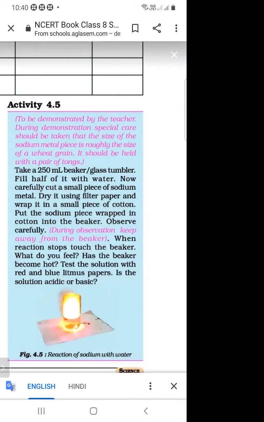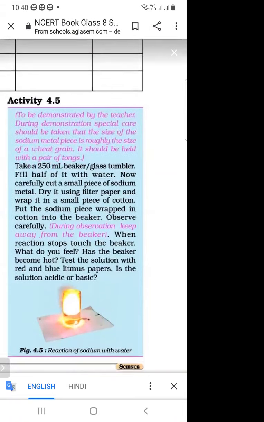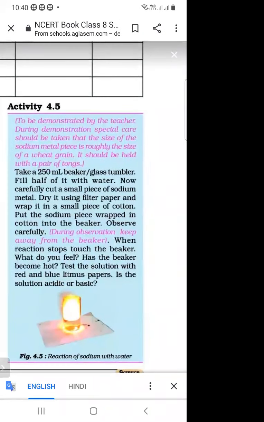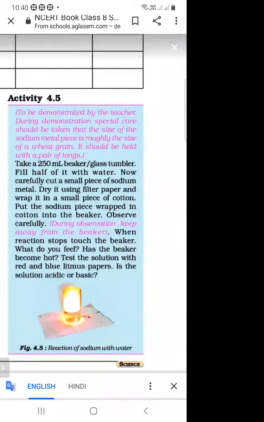How will you check whether a reaction is exothermic or not? If in the reaction a lot of heat is generated, it is an exothermic reaction. If no heat is generated, it is not an exothermic reaction. So when we touch the beaker with our hands and feel that it is hot, then this reaction is an exothermic reaction.